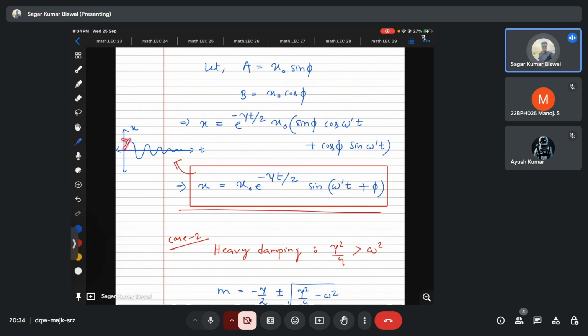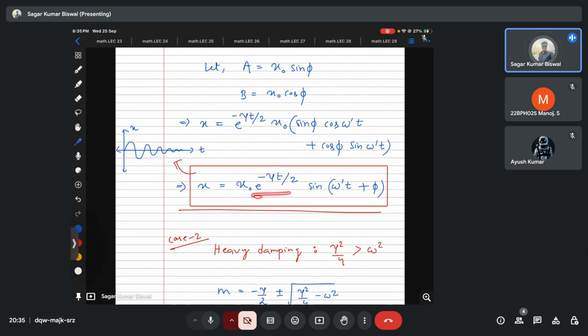Initially it will start oscillating, but as time increases, due to the friction force, the resistive force, the amplitude will just go on decreasing, and finally it will become zero, right? So this is the term that is causing that decay in the amplitude. Initially this was the amplitude x0, but as time increases, the amplitude will just decay or reduce this way, right?